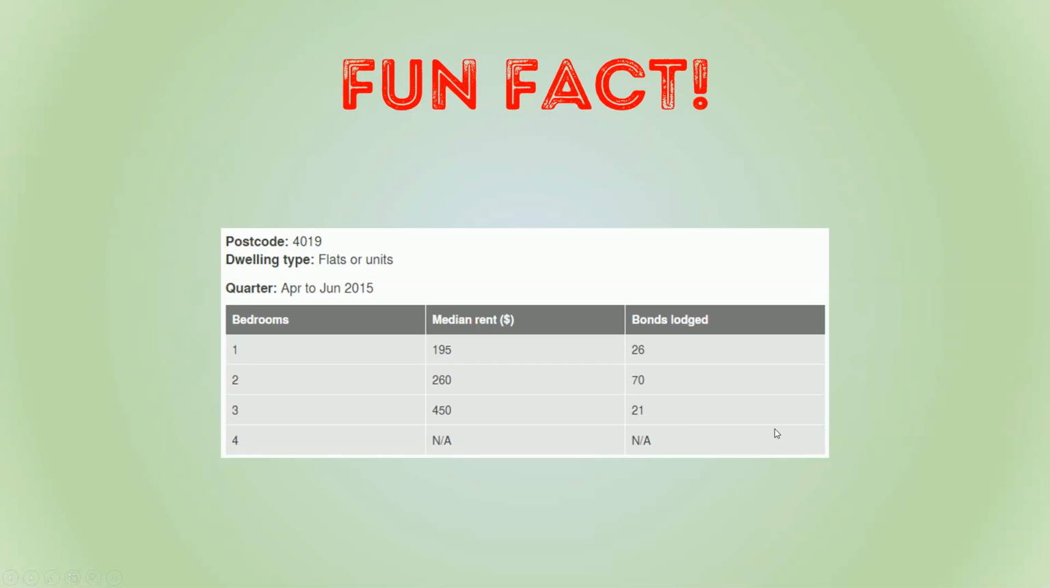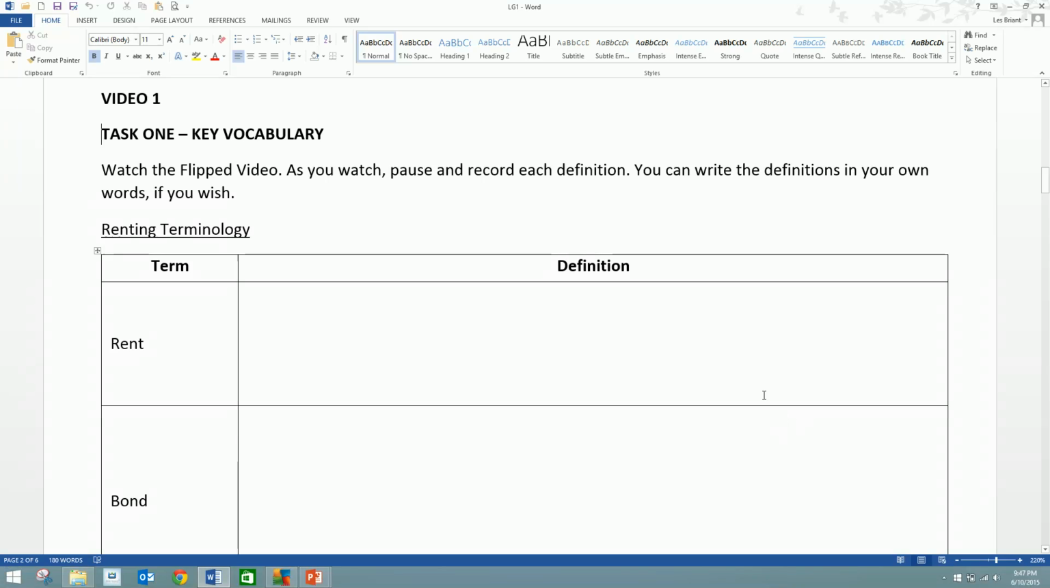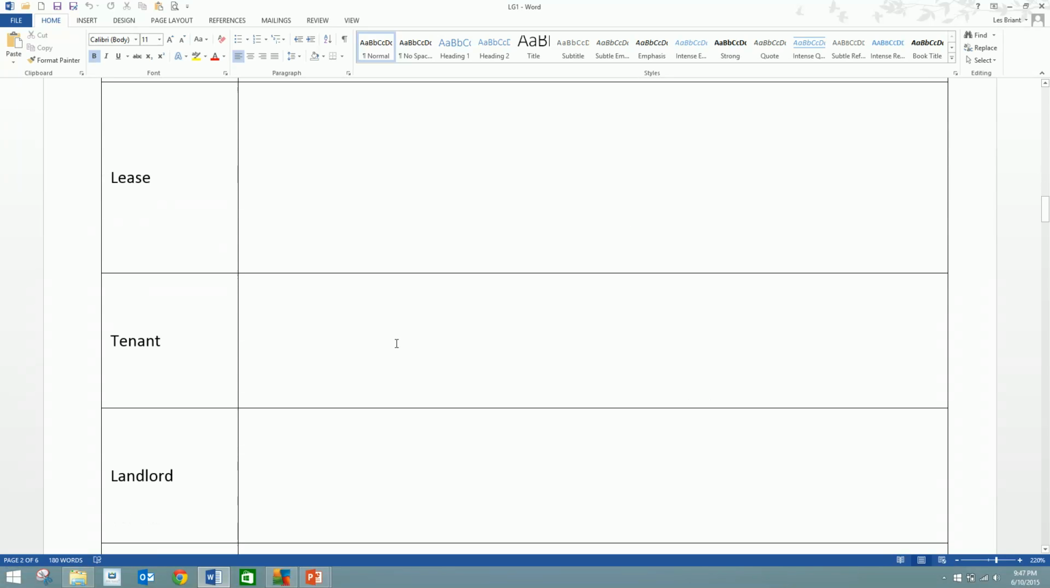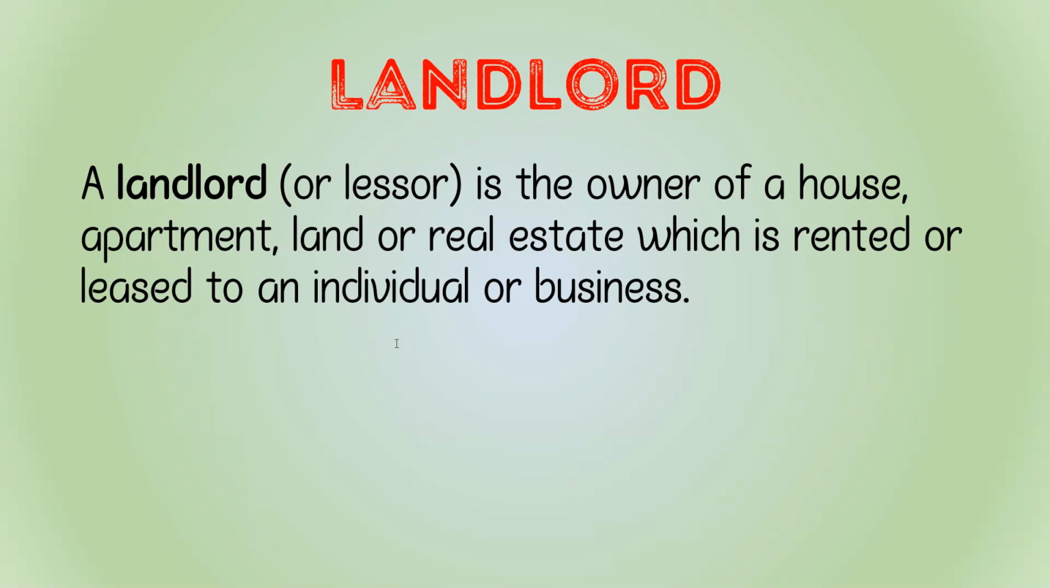Okay, moving on with the next term. A tenant. A tenant is a person who occupies land or property rented from a landlord. So going back to your table, you can pause and record. A landlord or lessor is the owner of a house, apartment, land or real estate which is rented or leased to an individual or business. Pause now.